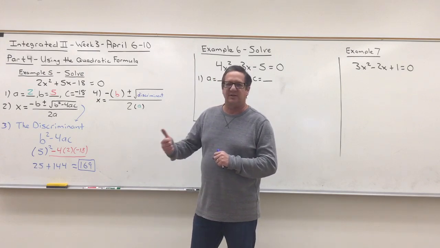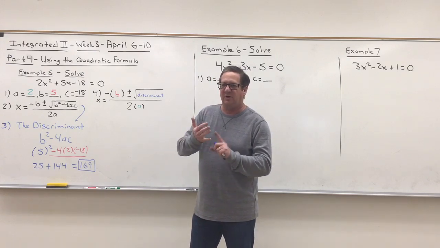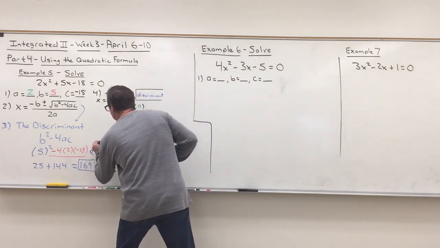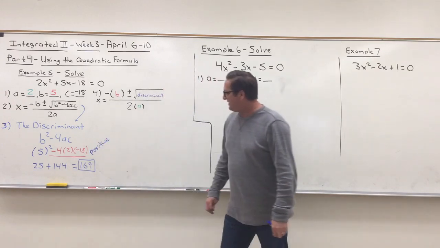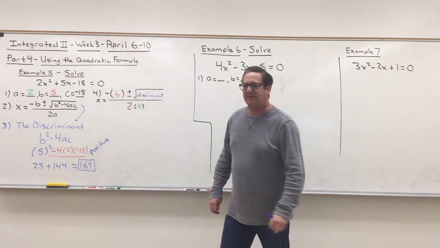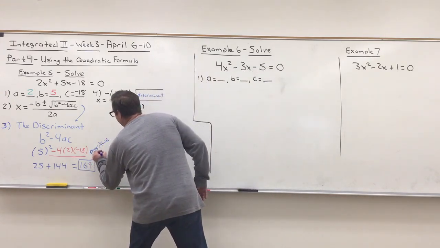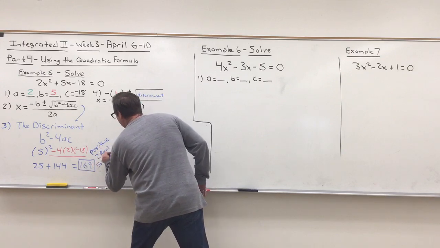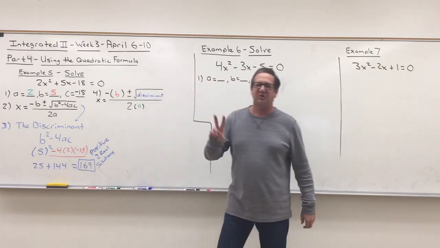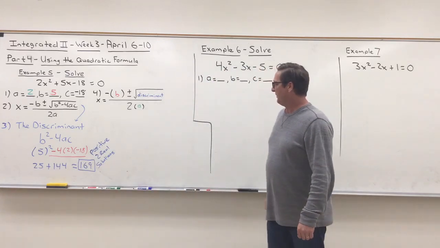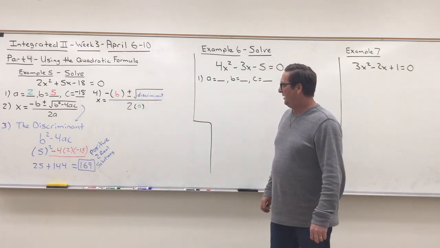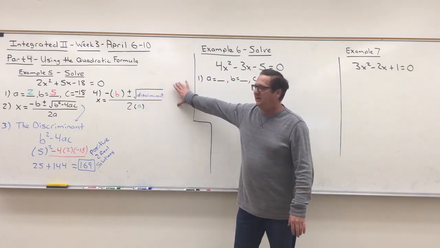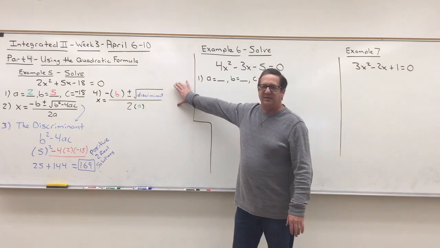Okay, so our discriminant is 169, which we learned that if your discriminant is positive, you have two real solutions. There are two answers to this problem, okay? So now we have all the groundwork laid. So step 4 is what I called our template.